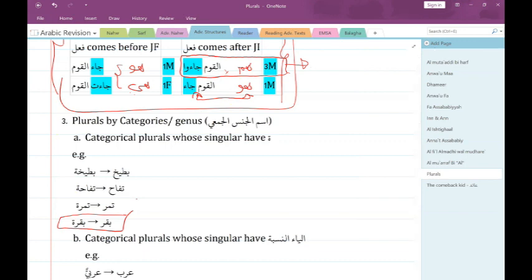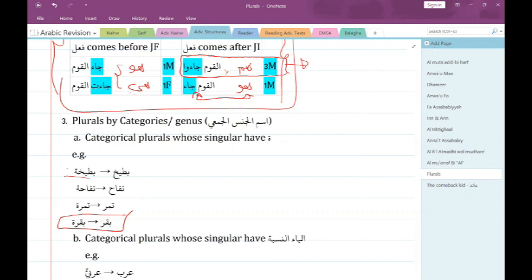And basically it's talking about a group of the same kind of things, like a group of cows. Group of cows is going to be baqar. One cow is going to be baqara. Simple, easy peasy, lemon squeezy. Or for example, you have batikha. Batikha is a watermelon, one watermelon. You get rid of the ta marbuta and now you have so many watermelons.